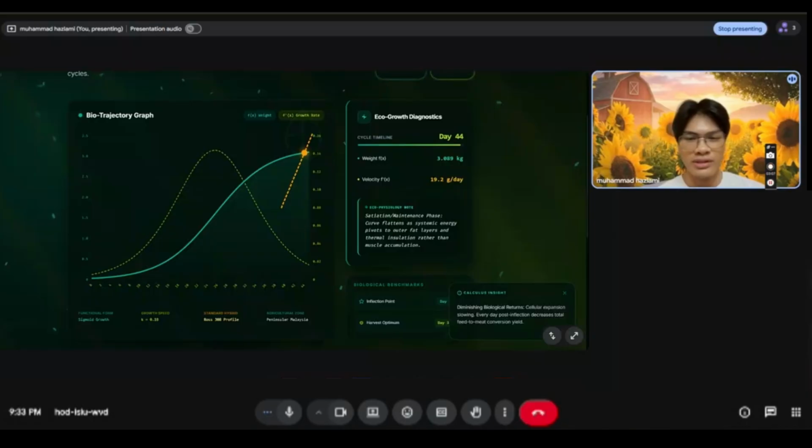This project demonstrates that calculus is not only theoretical mathematics, but also a practical tool used in bioscience and animal husbandry. That's all from me. Thank you.